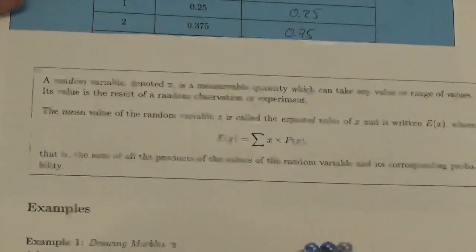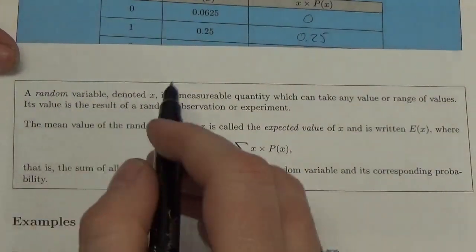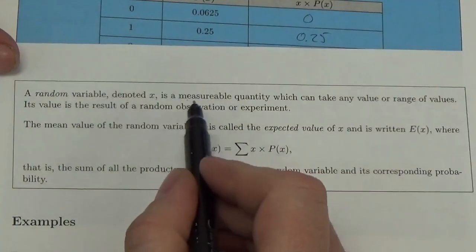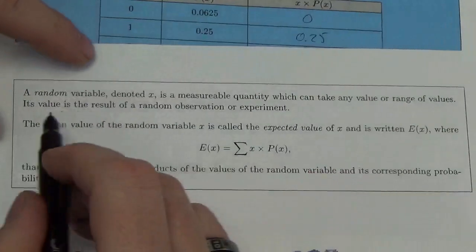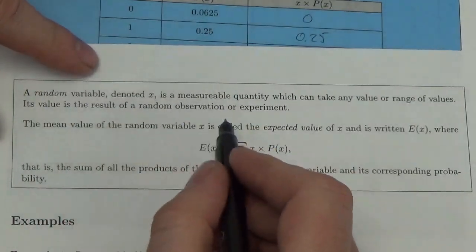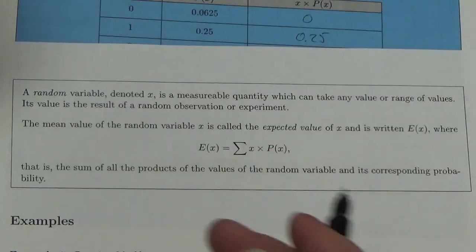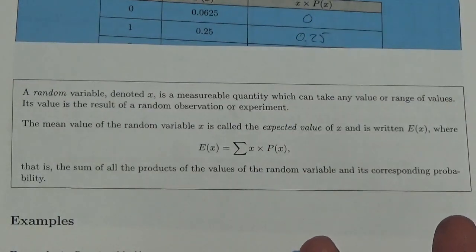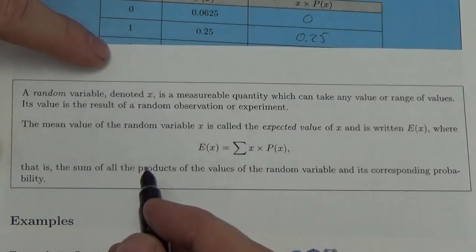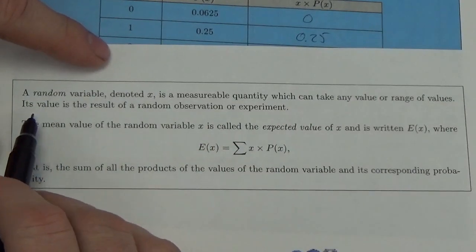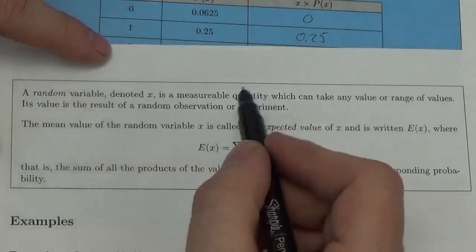Now, before we go on and do some questions related to this, a random variable, denoted by x, is a measurable quantity which can take any value or range of values. Its value is the result of a random observation or experiment. So, like flipping a coin, it can be heads or tails. That is just a random occurrence, and we just take note of it. Actually, more specifically, when we're talking about a random variable, what we mean here is a measurable quantity.